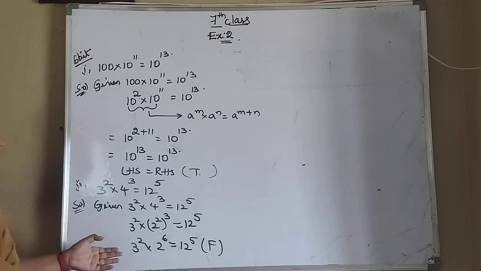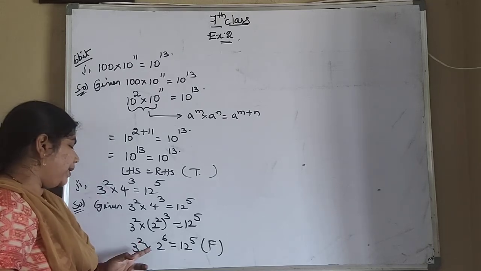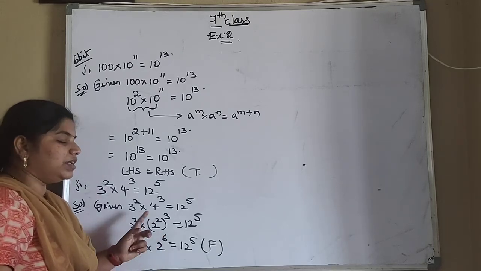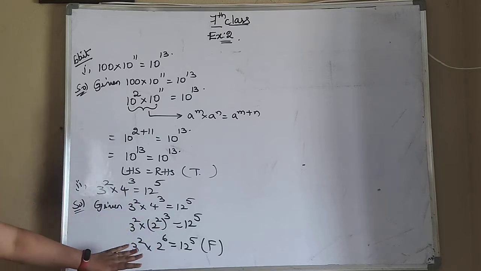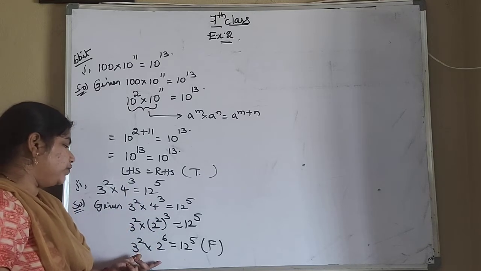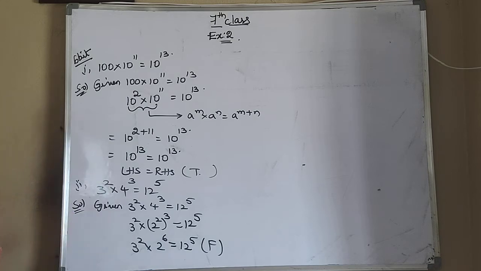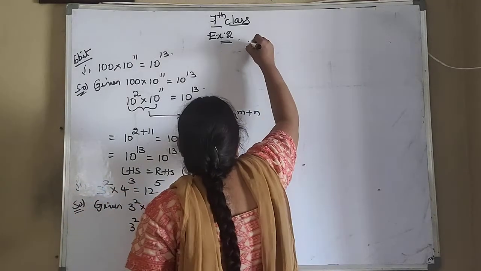You can't apply any formula here because both the bases are unequal and also powers are unequal. So we can't multiply this. So if you multiply this, you will not get the result as 12 power 5. Okay. So next one.